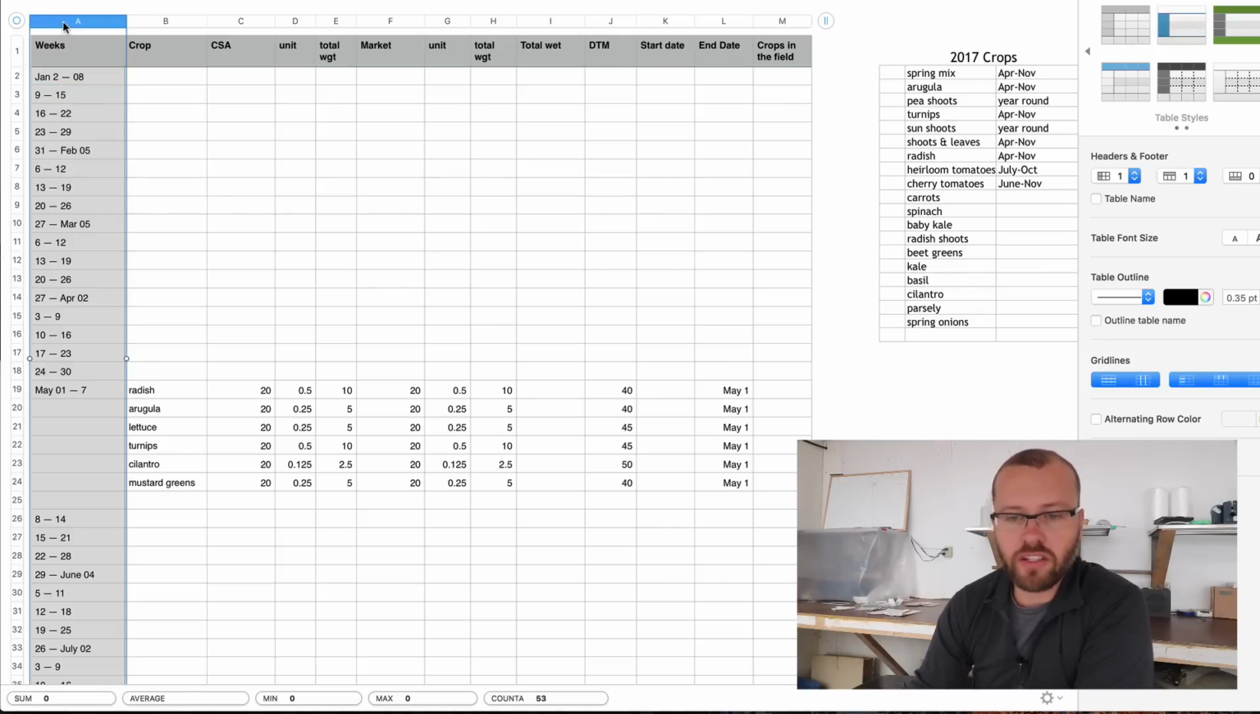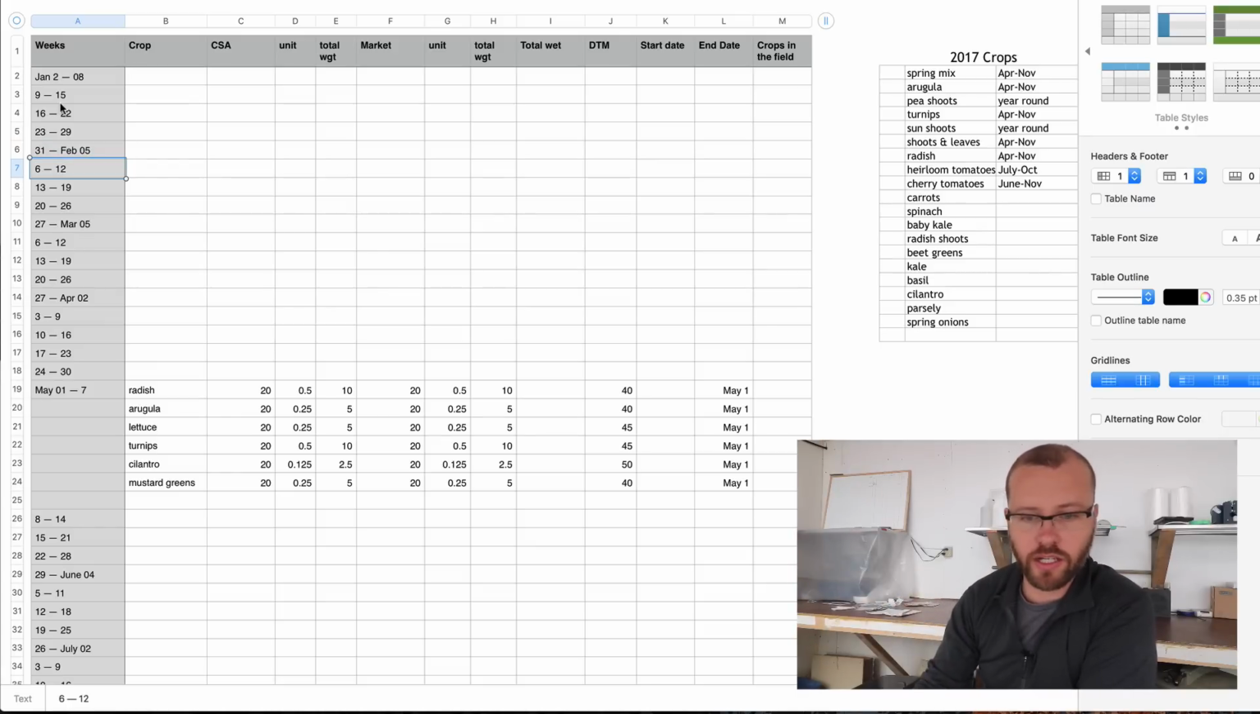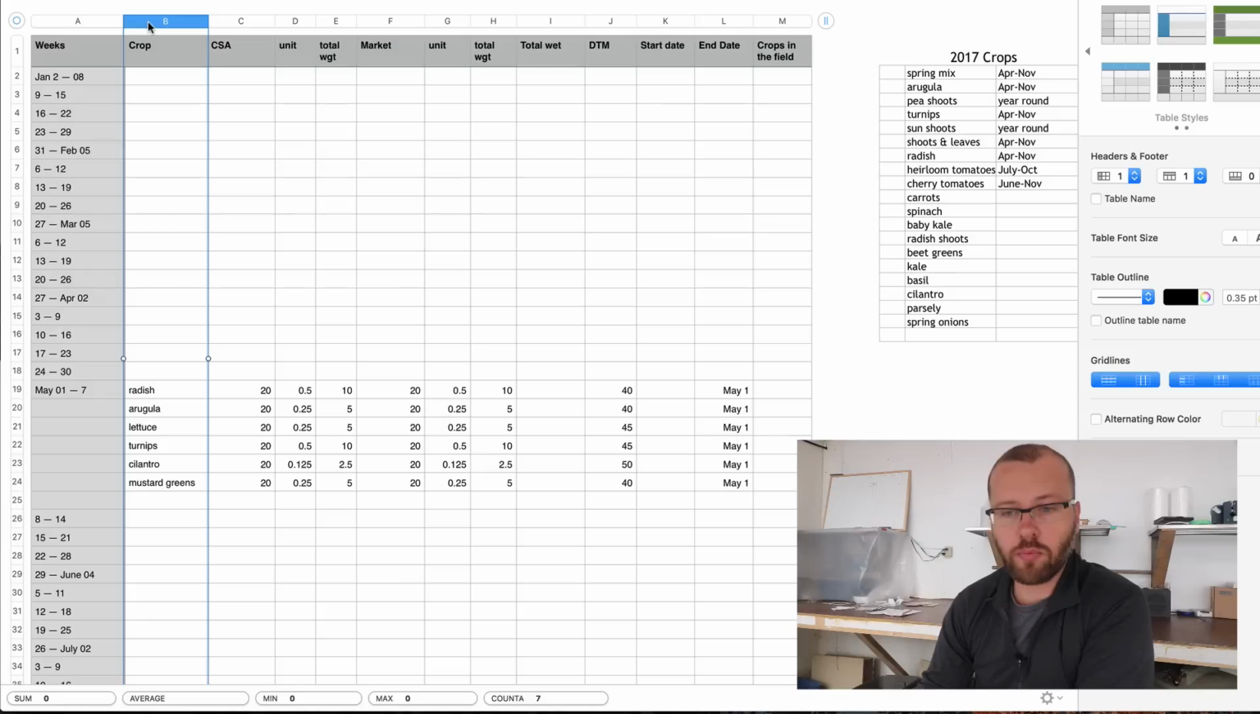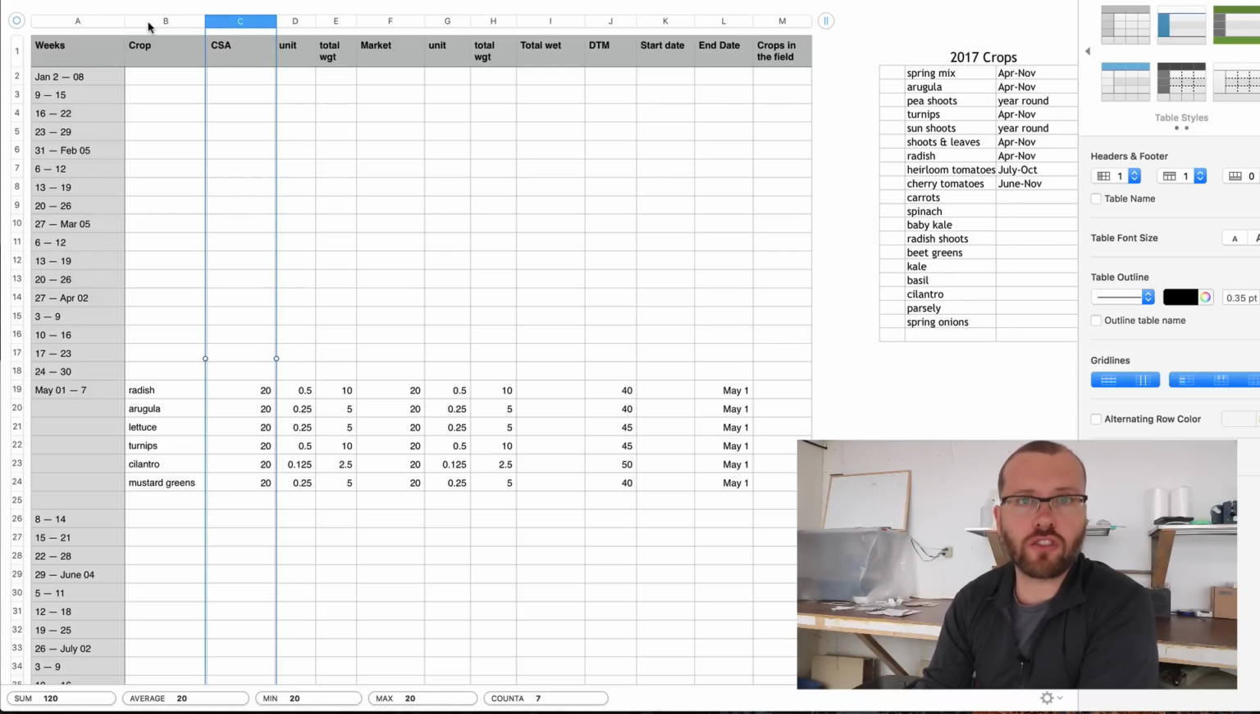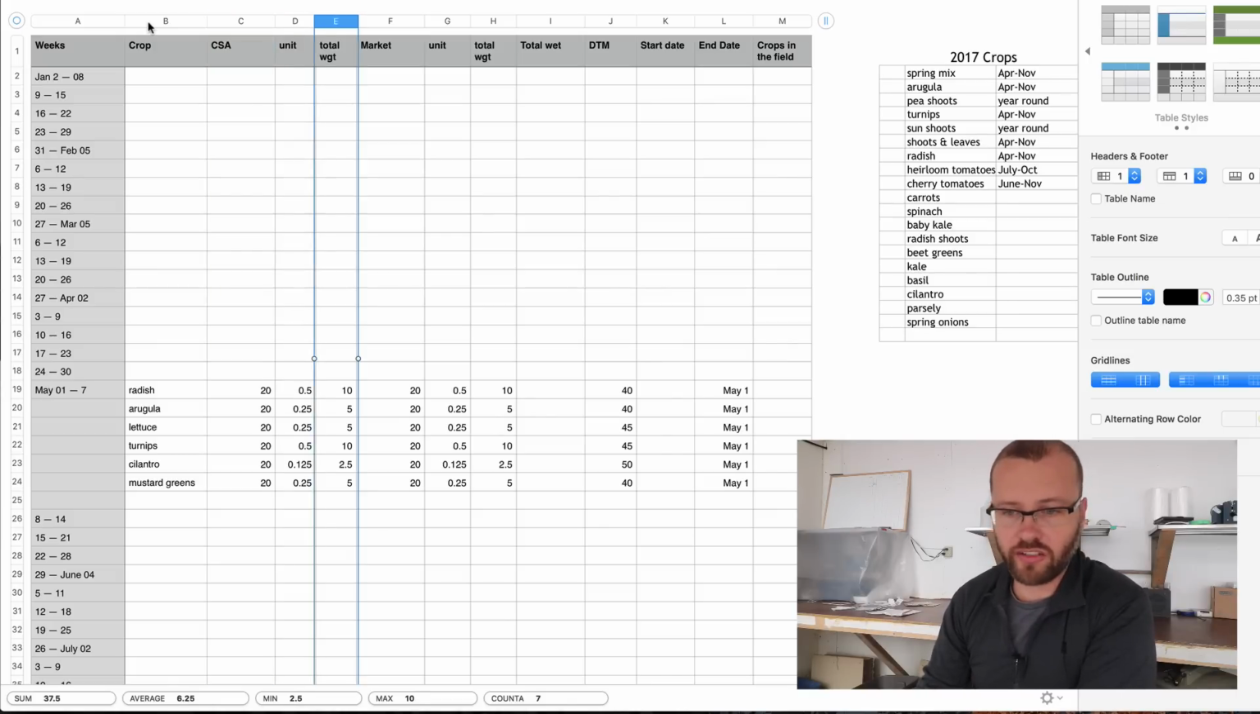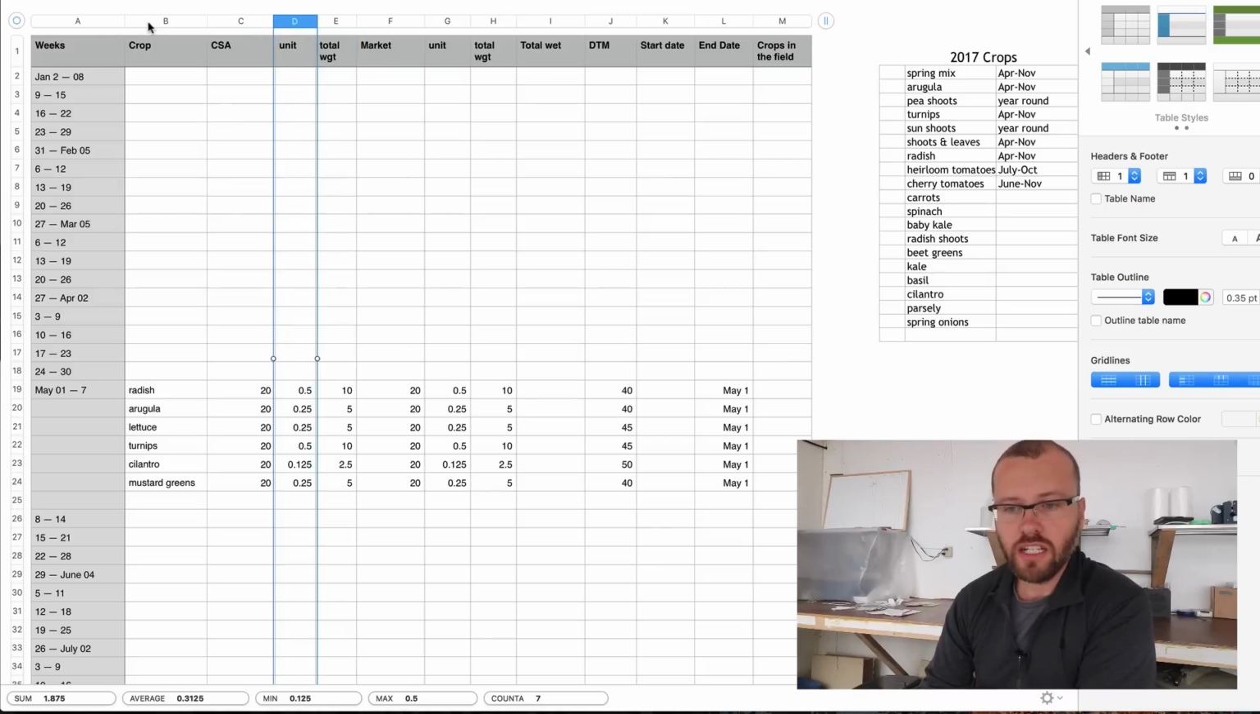So our first column is every week of our entire year. I just looked at a calendar and put in January 2nd through 8th, Monday to Friday, first week of January, and so on and so forth. Next column is our crop. What is the crop we're going to plant? Next column is the market stream you're going to sell that crop in. So for today's demonstration, I'm just going to talk about CSAs and farmers markets. Then the unit size of the crop or product for that market stream.